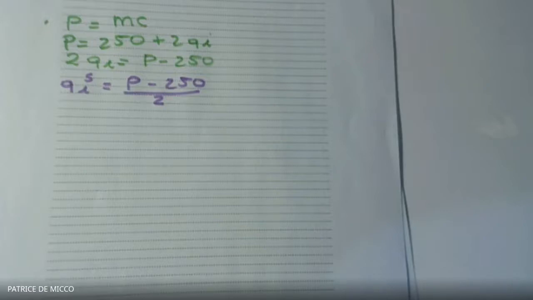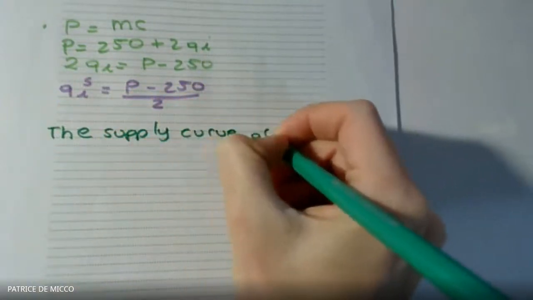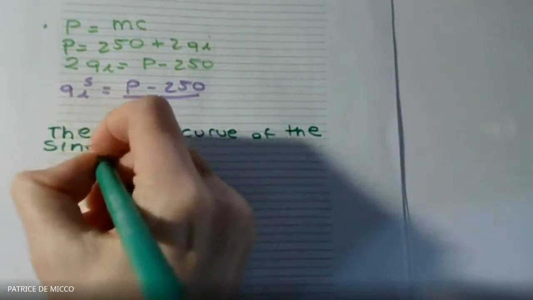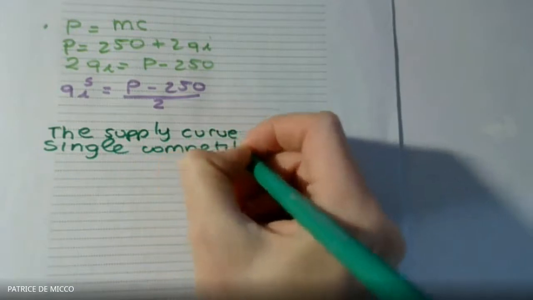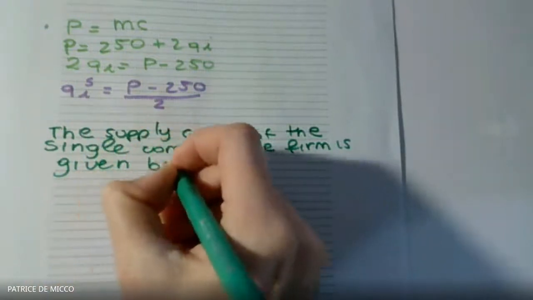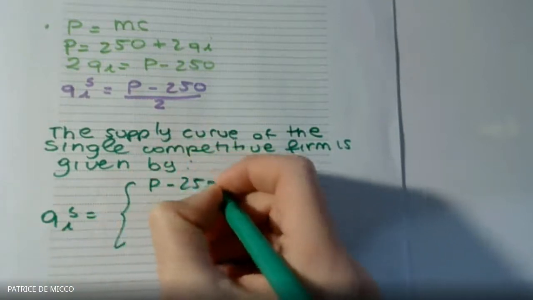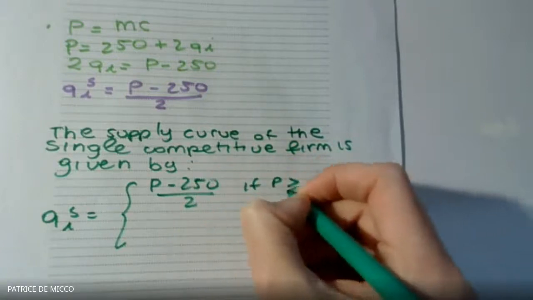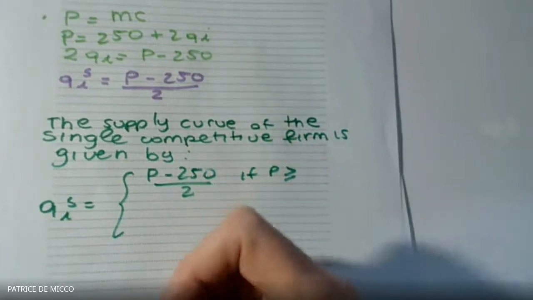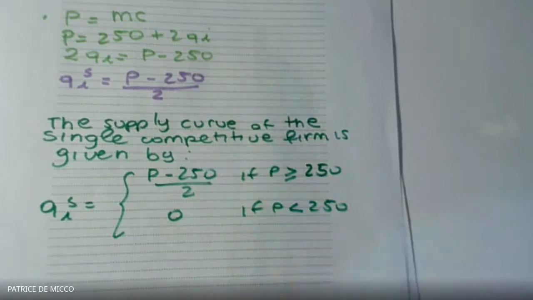Okay? So let's write it. And I write the supply curve of the single competitive firm is given by, so we write Qi^S equal to P minus 250 divided by 2 if the price is larger or equal with respect to our minimum average cost that we have just found, 250, or 0 if the price is lower than 250. Okay? And this is the first result.